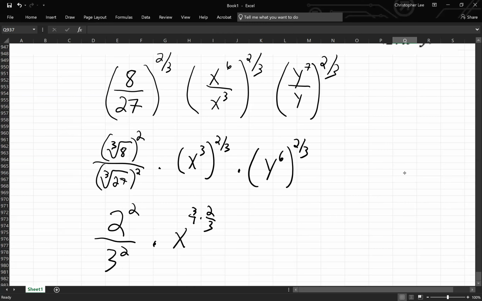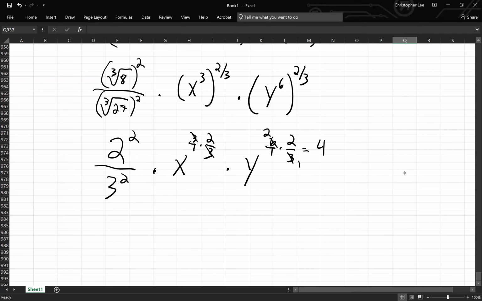X squared, right? 3 and 3 cancel, just an x squared. So now, last one, this is going to be y to the 6 over 1 times 2 over 3 power. What does that equal? 4, right? 3 goes into 3 one time, 3 goes into 6 two times, right? So then that's just 4, right?